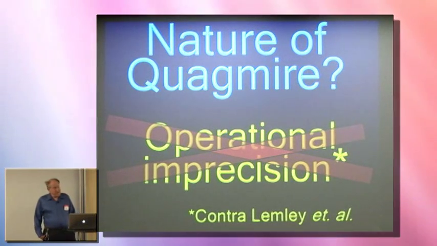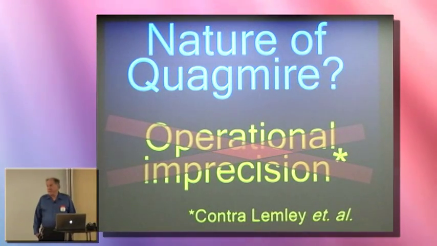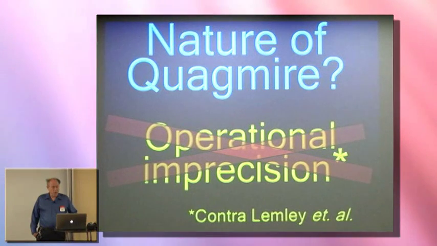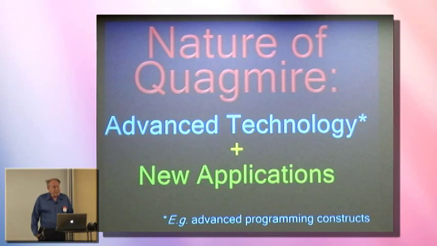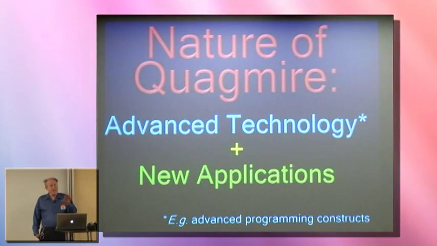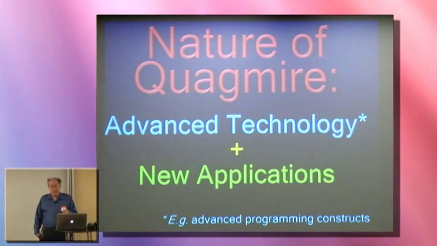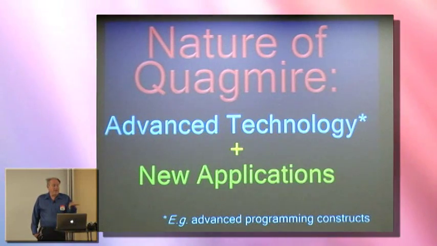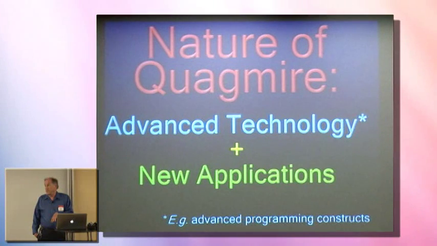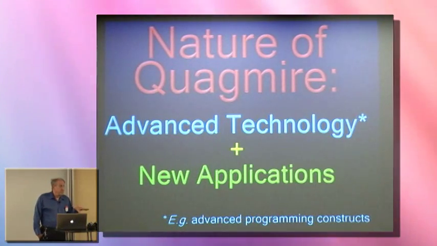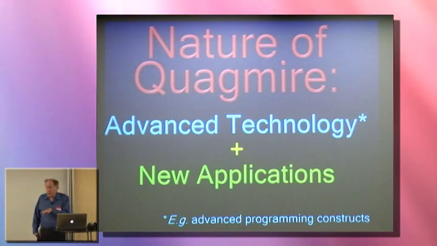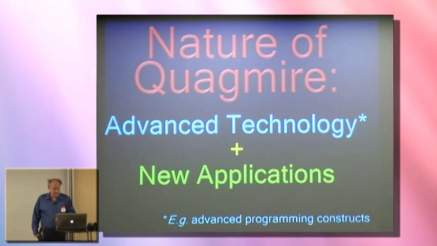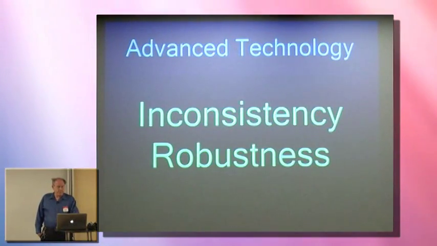Well, if operational imprecision is not the nature of the quagmire, what is? I claim the nature of the quagmire consists of advanced technology and new applications. And by advanced technology, I mean those advanced programming language constructs where you dealt with goals, plans for achieving goals, and working with analogies. Okay.